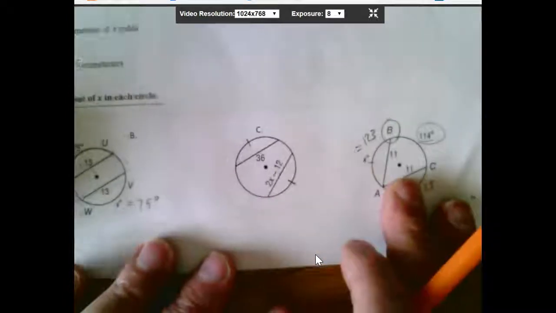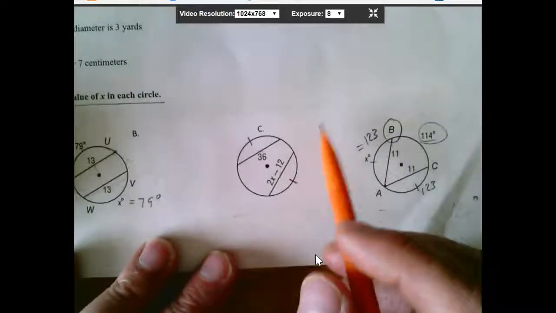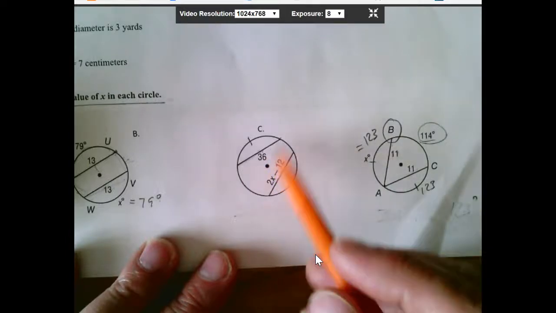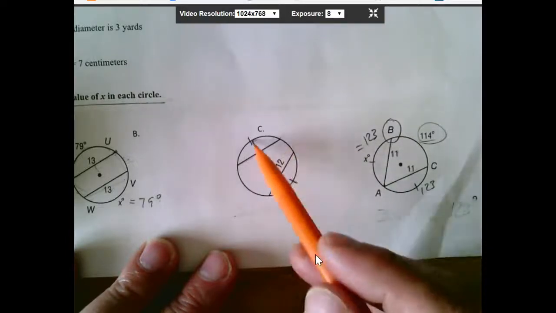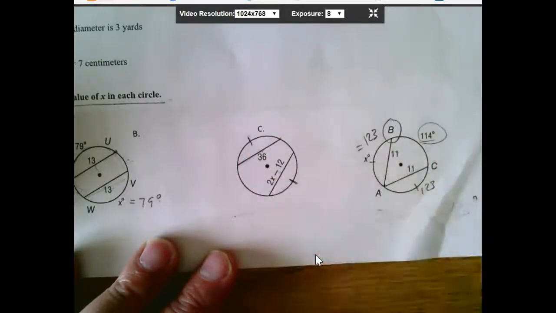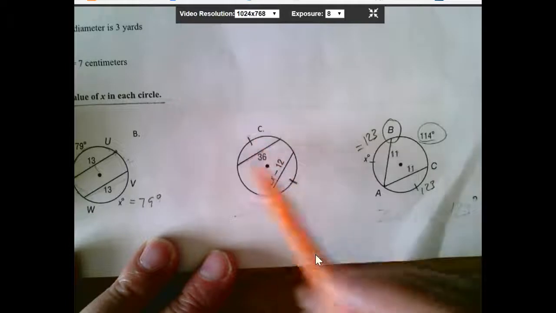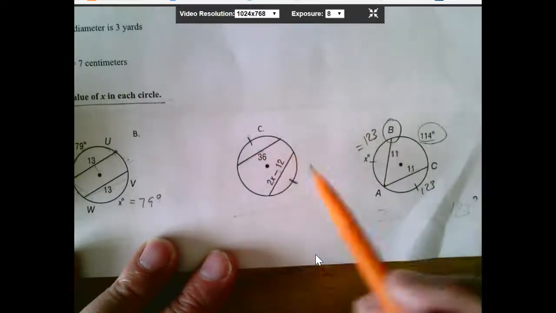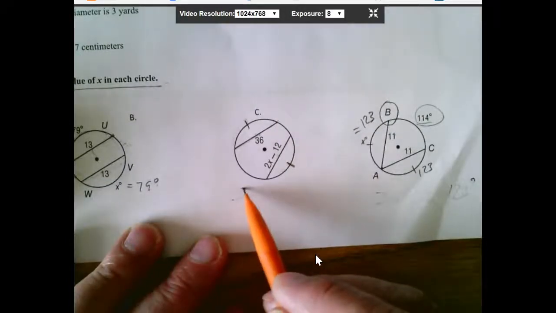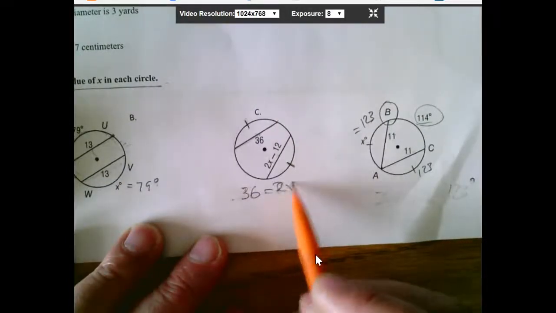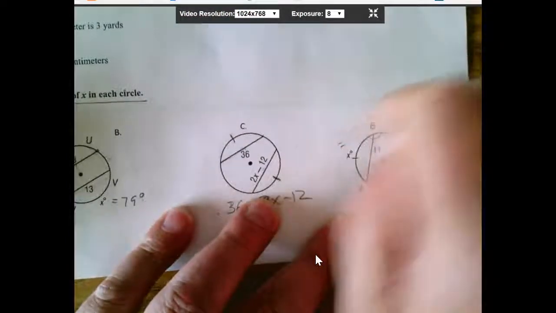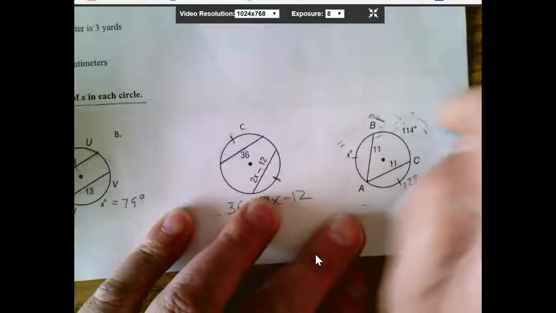Okay, 36 is a little bit different. Kind of similar though. It doesn't give us 36 and 36, but it does give us this dash here, and it tells us that these arcs are congruent. And the theorem says if these arcs are congruent for these chords, then so are the chords. And if we wanted to solve for this, we would just say 36 equals 2x minus 12 and solve it.